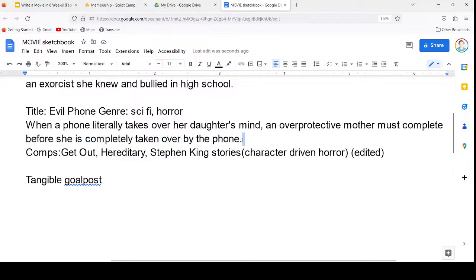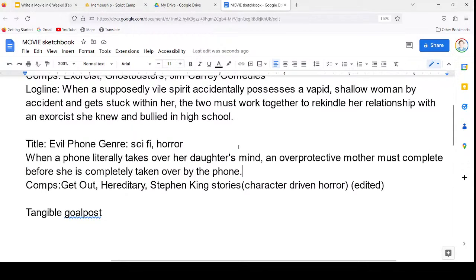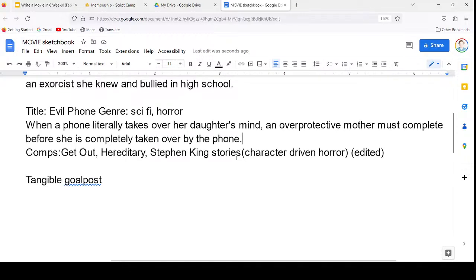By that you mean the possession, like in the last script, the possession becomes permanent after a certain time frame. Is that right? Oh, I think we lost you. Are you still there? The phone just takes over the mind completely. Go ahead. Can you hear me? Yeah, I hear you now. Okay, yeah, cool. So I understand. There's a ticking clock where if she doesn't stop the phone in time, then it will become permanent. I'm with you.